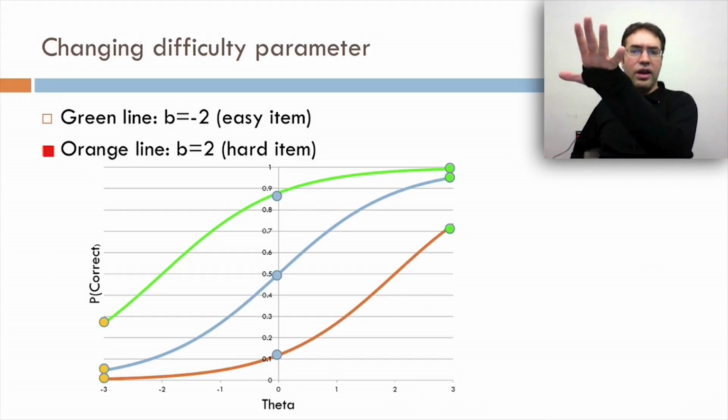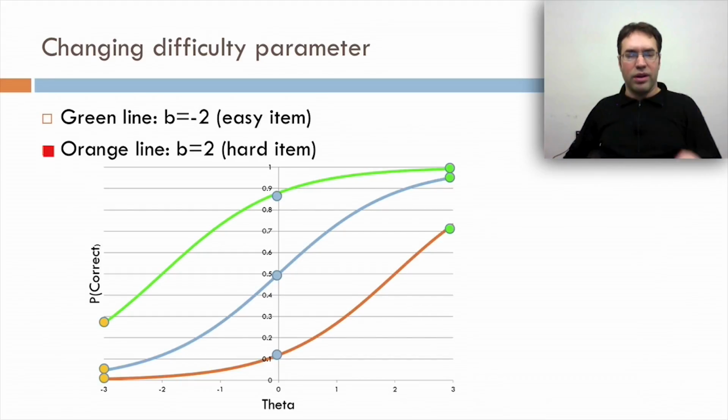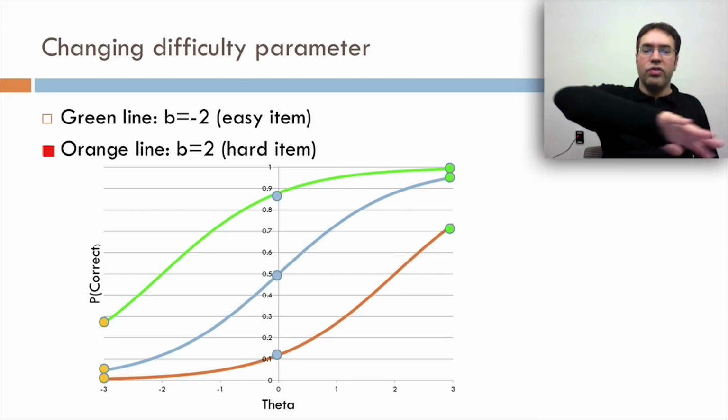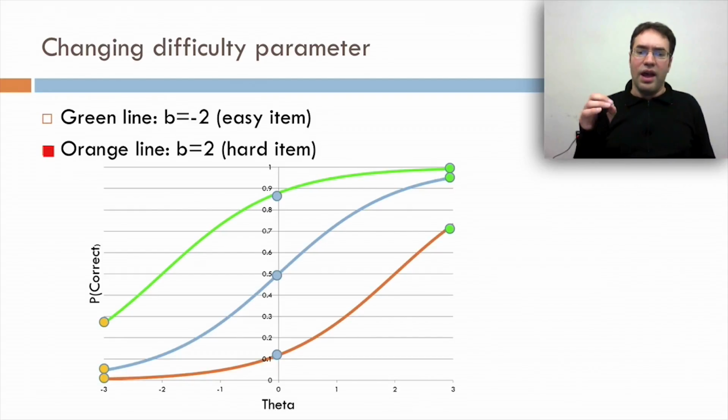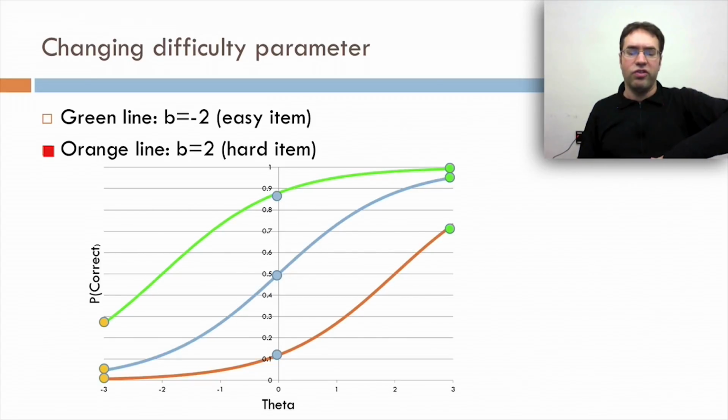The orange line is B equals 2. That's a hard item. So in other words, now even the really good student, who's kind of theta of 3, has only a 70% chance of getting it right. The student with a theta of 0, the average student, is barely above 10% chance of getting it right.